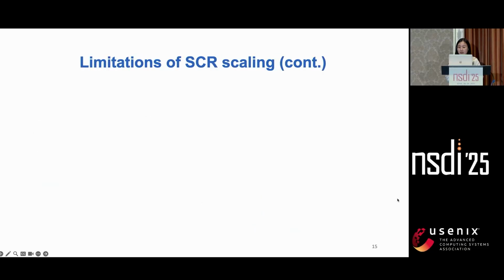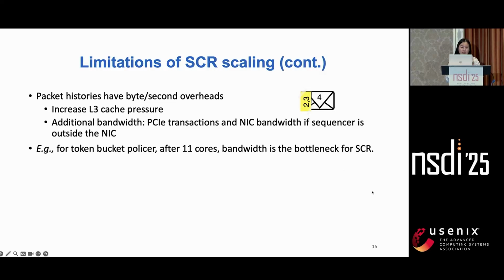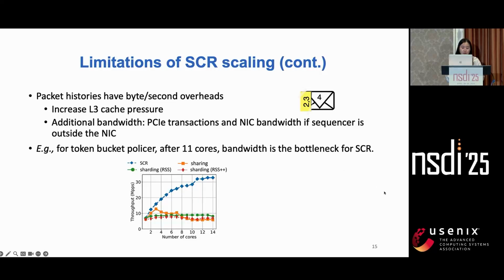And the second limitation is that SCR has packet history, and the packet history has byte-per-second overheads. So it will increase L3 cache pressure and also requires additional bandwidth. And we also evaluate this limitation. So for the token bucket policy, after 11 cores, we see that there's little performance gain because at this time, CPU is no longer the bottleneck, while bandwidth is the bottleneck.